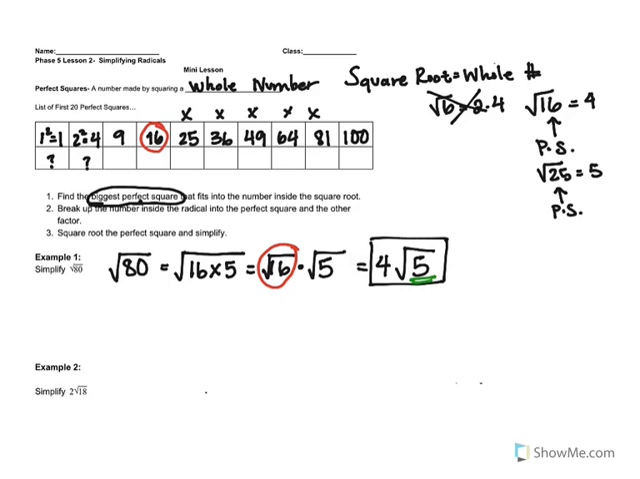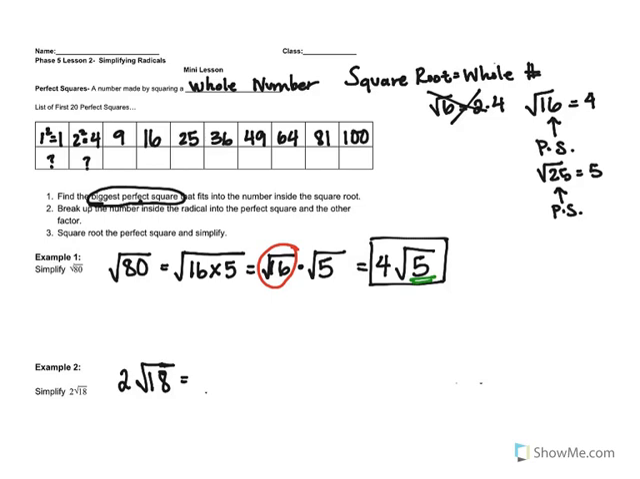So another way that you can see a problem like this is that they can give you something like what we have here in example 2. 2 radical 18, where they're asking you again to simplify this out. And it's going to be the exact same process that we just went through. First, I want to figure out what's the biggest perfect square that goes into 18.